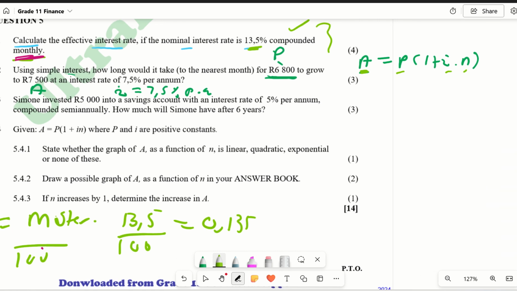And N just represents the number of years. So here they're looking for the time, how long it took. So they're looking for N. After getting N in years, you're going to convert it to months, but let's just focus on getting N in terms of years. So let's go ahead and substitute.